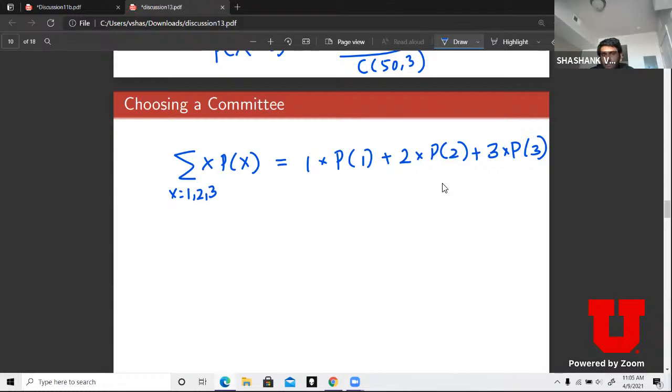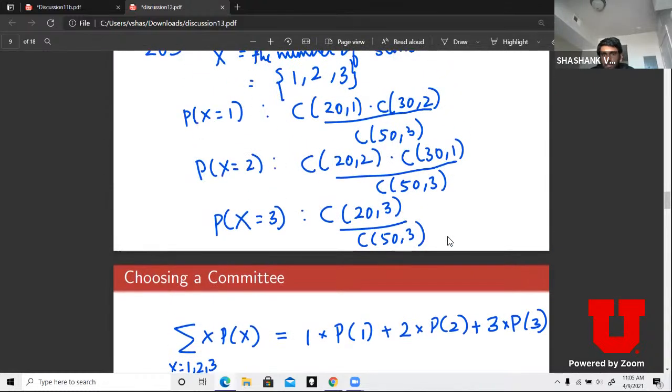So that's basically how the problem sums up. So that would be 1 times p of 1, this expression, and 2 times p of 2 would be this, and 3 times p of 3 would be this. I'm not going to go into the calculations, but the idea here is that you calculate the expected number of seniors using this formula.